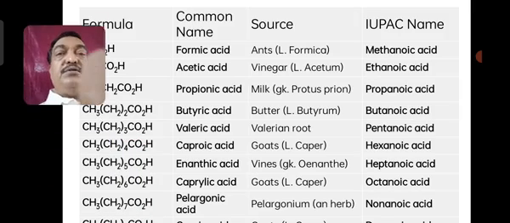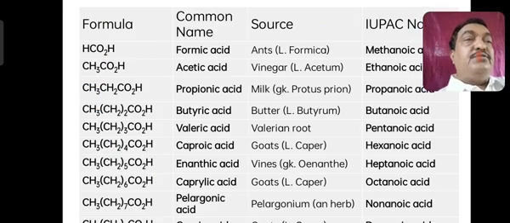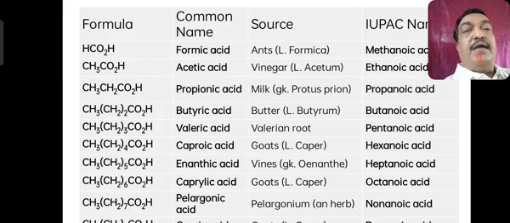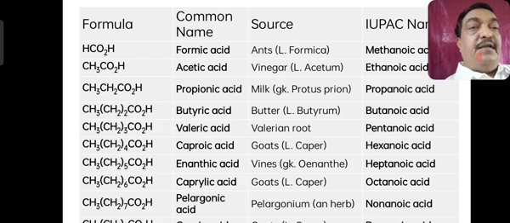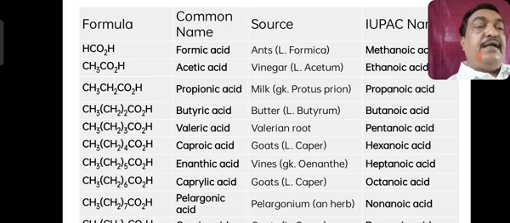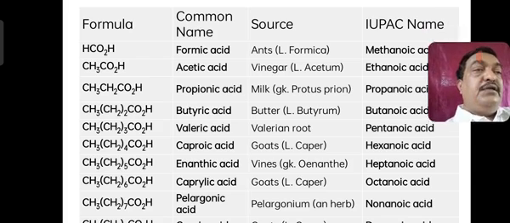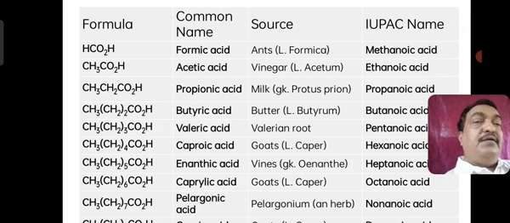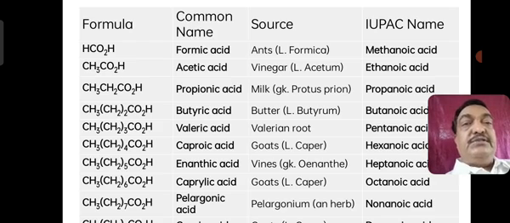Now I will give certain examples pertaining to these compounds and their IUPAC names. That is, only 1 carbon atom with a COOH group, that is HCOOH, formic acid. That is a common name. Formic acid is isolated from red ants. So the source is red ants, the common name is formic acid, and the IUPAC name, as it contains 1 carbon, the E of methane is replaced by OIC, methanoic acid. Then CH3COOH, acetic acid, is called ethanoic acid.